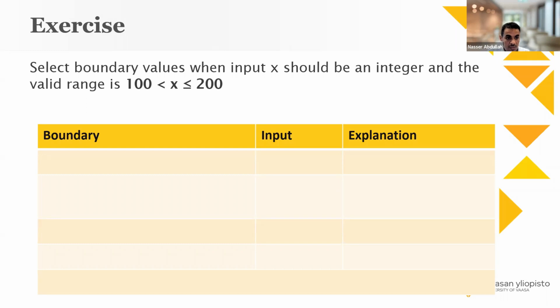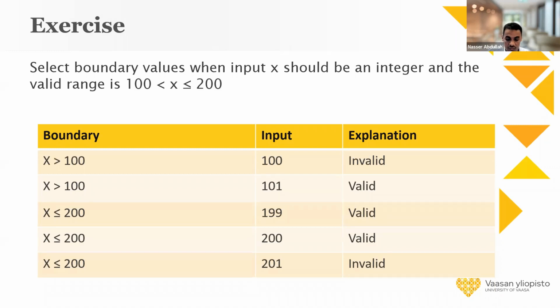Now the same example, but we also include the boundaries. When we have greater than 100, we include two values: 100 itself and 101. If we test less than or equal to 200, we also include three values, which are 199, 200, and 201. These are the boundaries.